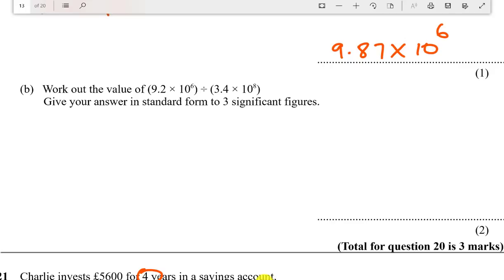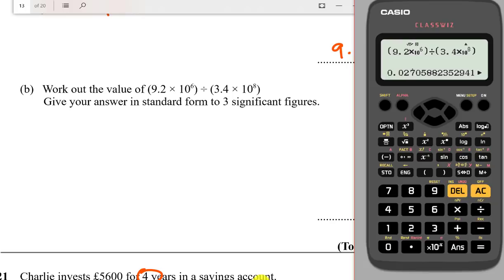Now, question B. Work out the value of 9.2 times 10 to the power of 6 divided by 3.4 times 10 to the power of 8. Give your answer in standard form to 3 significant figures. If you watch my top 5 GCSE Maths calculator hack video, then you'll see how I enter the standard form all in one in the calculator.